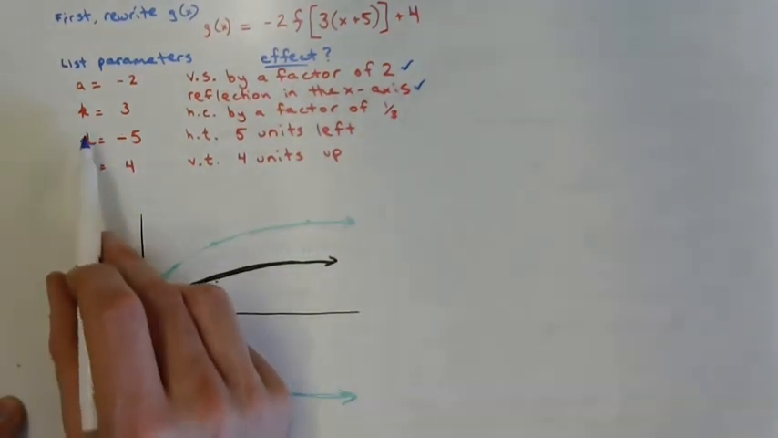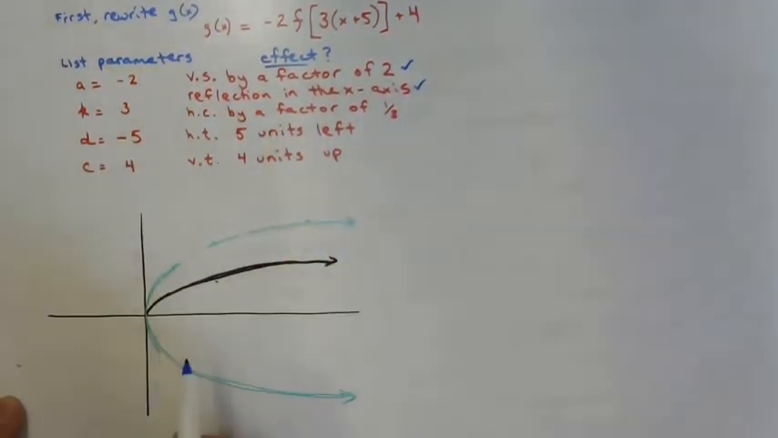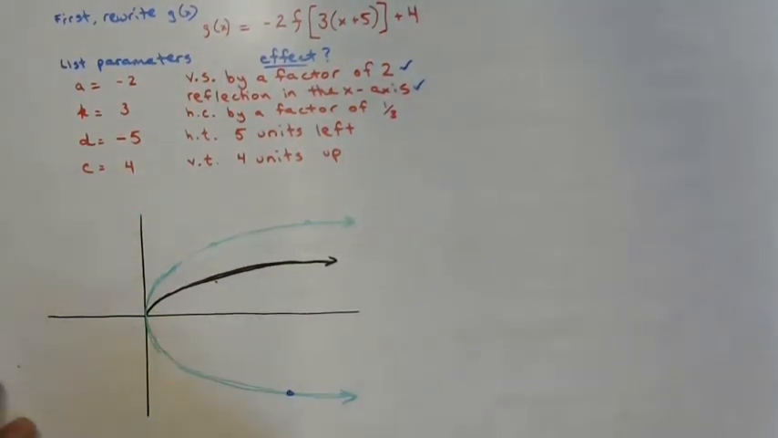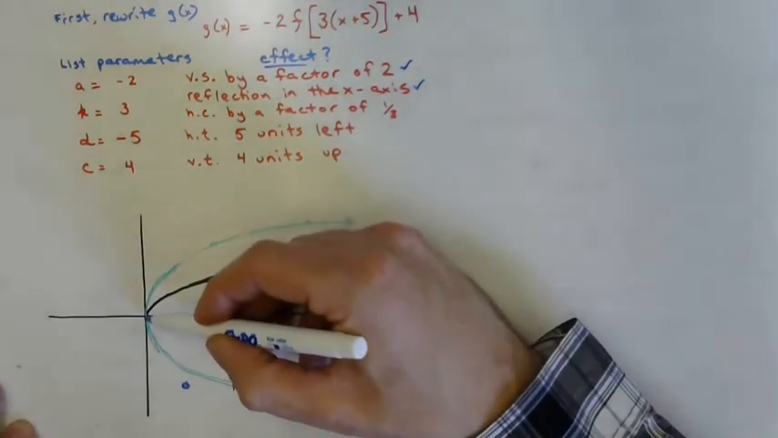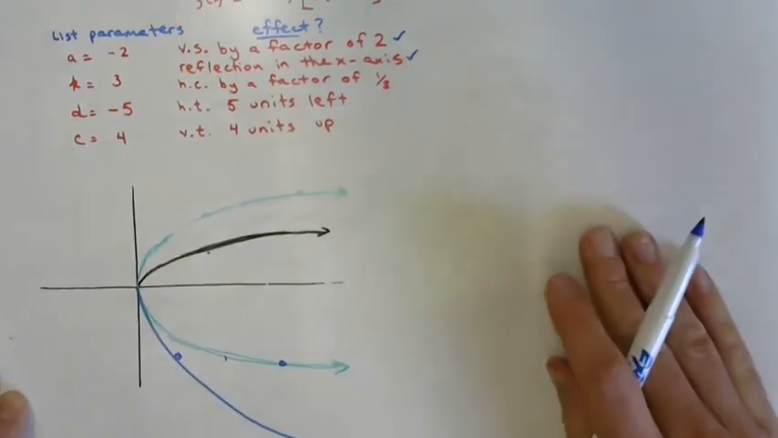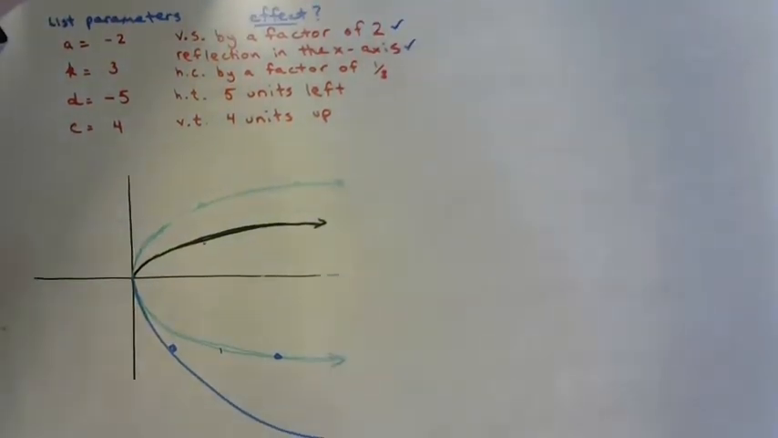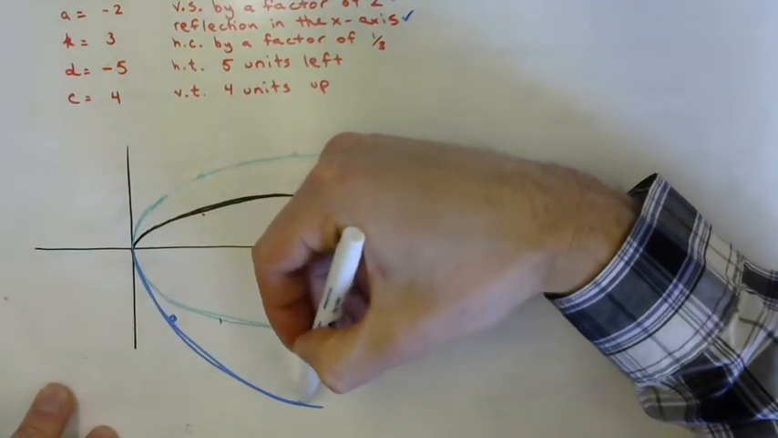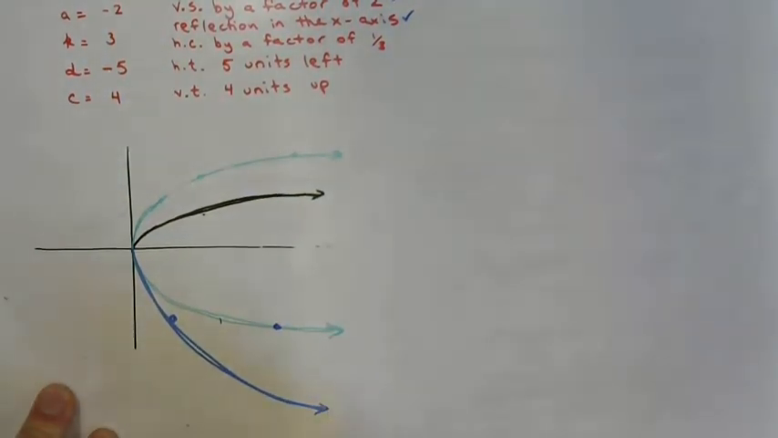Now, K. K is 3, so we have a horizontal compression by a factor of 1/3. That means every single point along my new curve that I'm working with is going to be 1/3 the distance from the y-axis. So it's getting pulled in. So if I had a point here, it's now going to be here. So my new curve is going to look something like that. Because it's 1/3, it's a factor of 1/3.